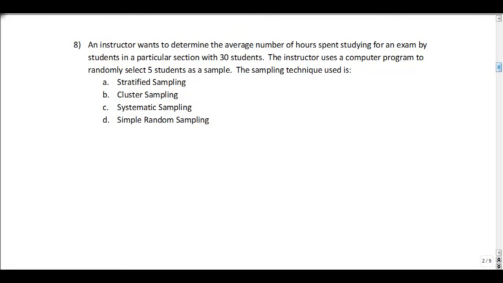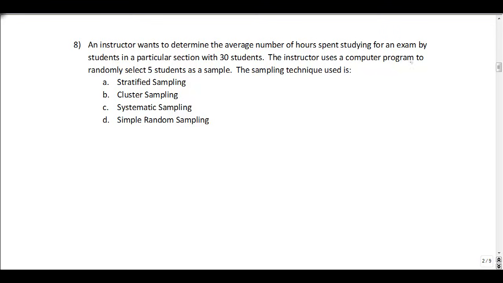Let's see. So in number 8, an instructor wants to determine the average number of hours spent studying for an exam by students in a particular section with 30 students. So the instructor uses a computer program to randomly select 5 students as a sample, and then presumably asks those students how much they studied, or I don't know, videotapes them for a day, which seems kind of strange, but somehow we're getting the number of hours spent studying by those particular 5 students.